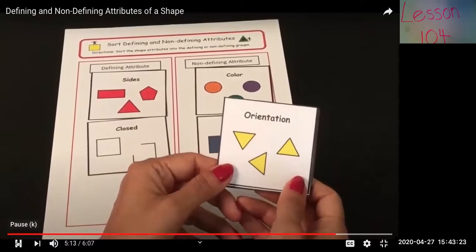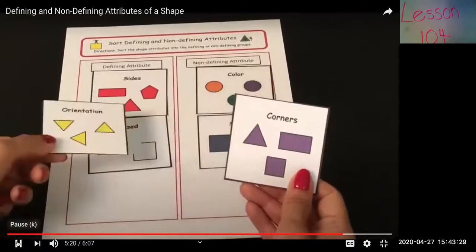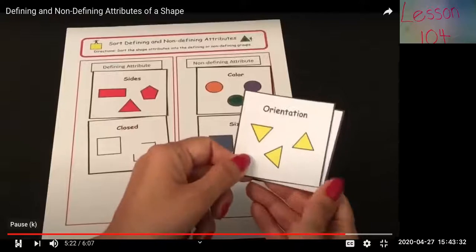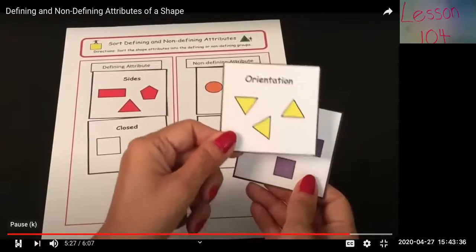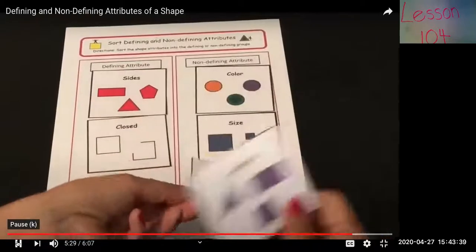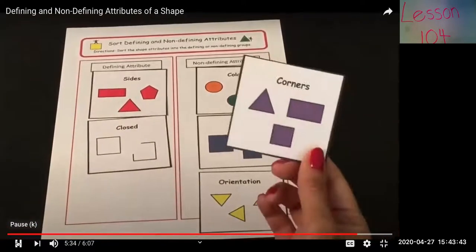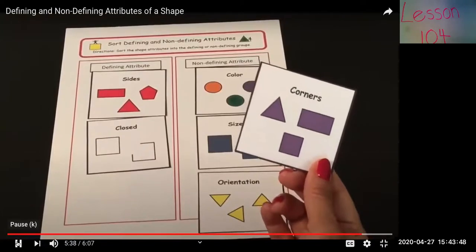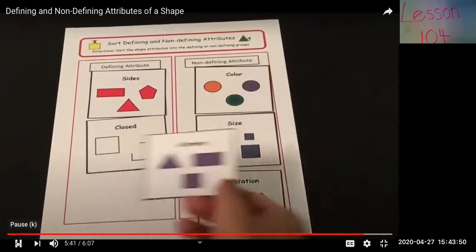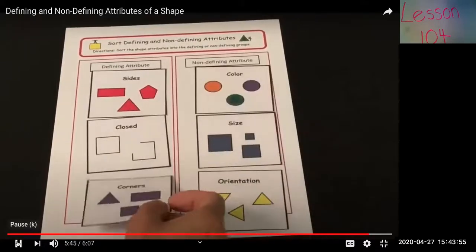Here's the next one. Orientation. Does the orientation or the direction of a shape matter? Is that a defining or a non-defining attribute? The orientation of a shape does not matter, so it is a non-defining attribute. Okay, and the last one, which I think you've already figured out without me even saying anything, but corners. Does the number of corners matter? Is it a defining or a non-defining attribute? It is a defining attribute.